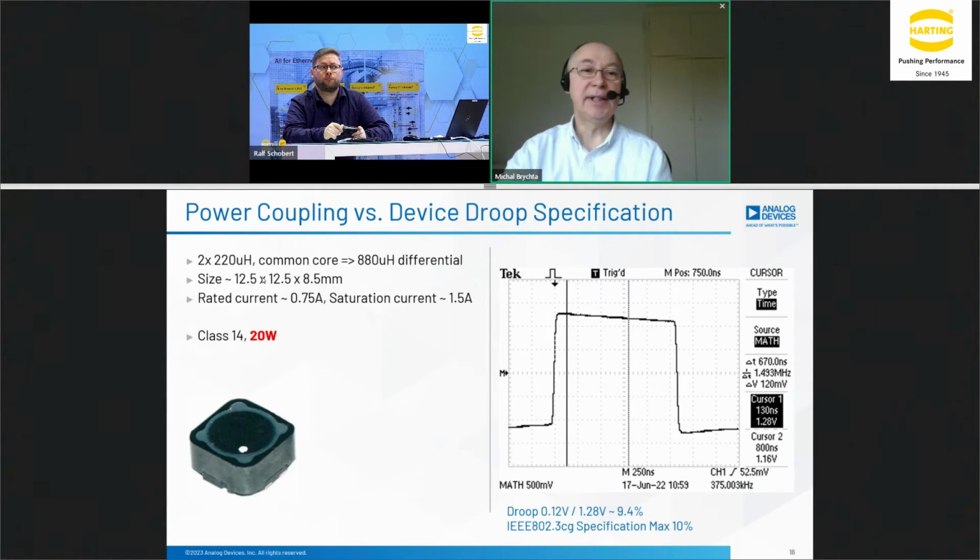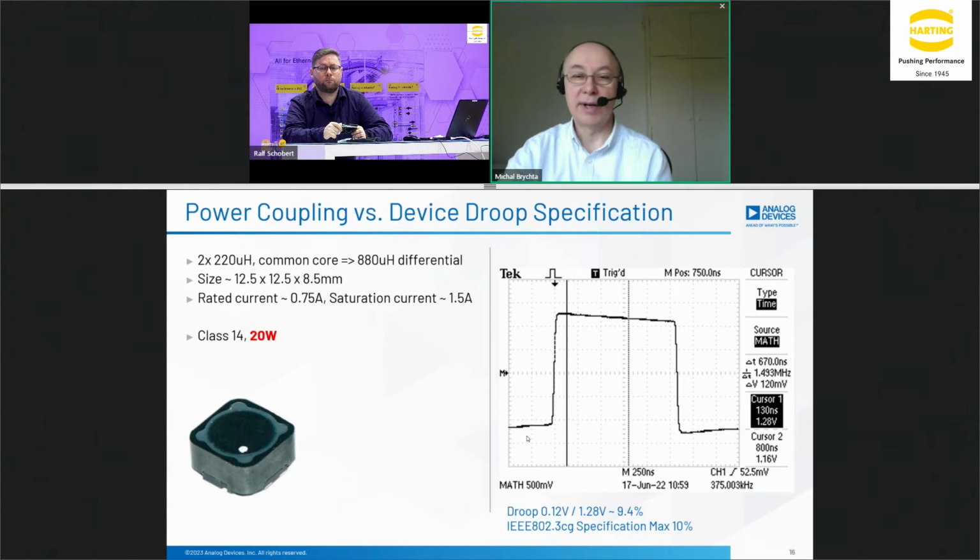And then the inductor needs to have a certain inductance. It needs inductance because it needs to block the communication signal from disappearing into the power system. So it needs a certain inductance, 2 times 220 microhenry, and it's coming from physics. If two inductors are sitting on the same magnetic core, they have a square times the total inductance. And the level of inductance can be seen and can be tested.